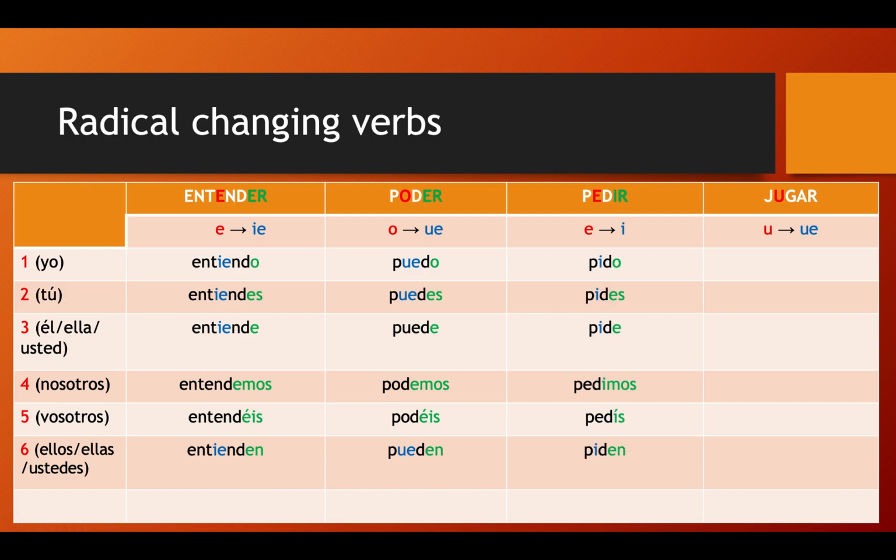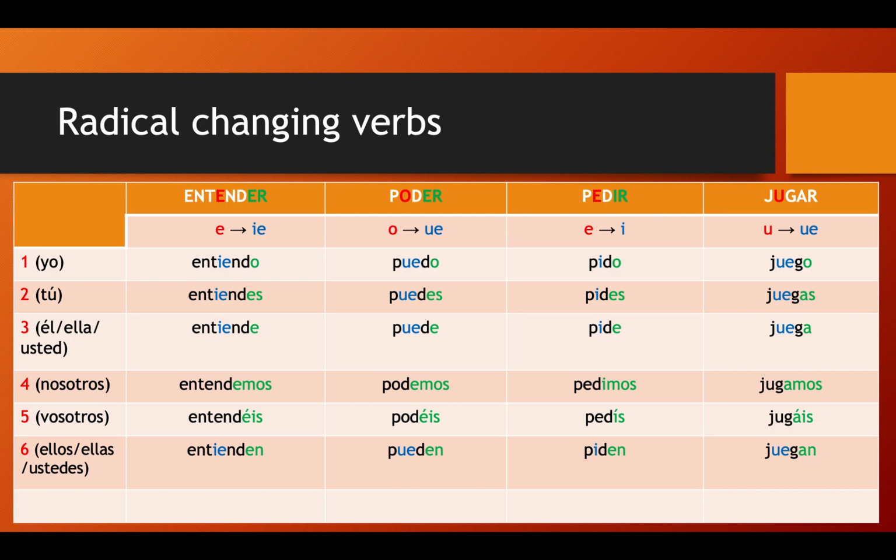And pedir is the verb to ask for. So pido, pides, pide, pedimos, pedís, piden. So I ask for, you ask for, etc. So hopefully spotting the pattern here, and as mentioned previously, there's one verb which changes from U to UE, and it's jugar. Quite a common verb, so certainly worth having on your radar. So that's why you've got juego, juegas, juega, jugamos, jugáis, juegan.